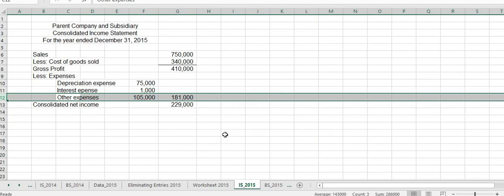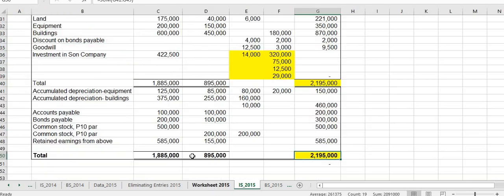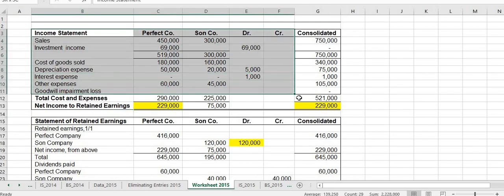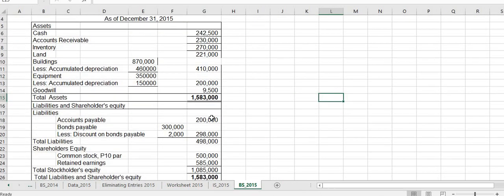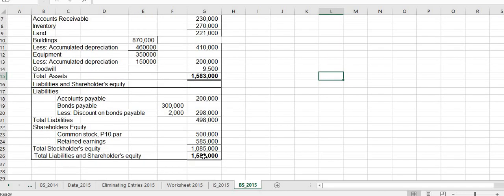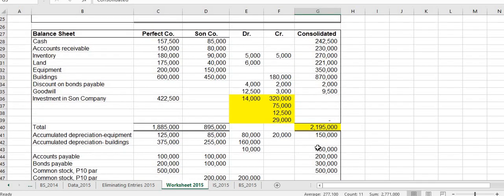For the preparation of our income statement, again, you may refer to the worksheet, the consolidated column, to have the balances. And then again, for the balance sheet, you may still refer to the balances in the balance sheet columns in your consolidated worksheet. Okay, yun siya.